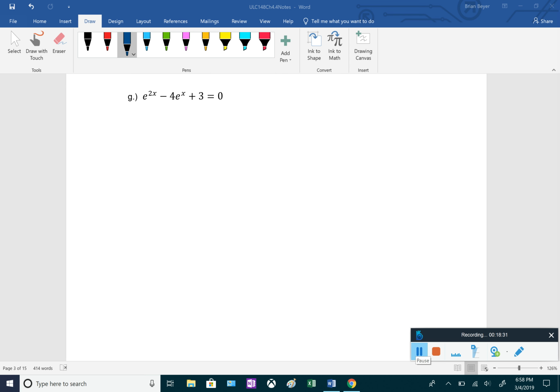So e to the 2x minus 4e to the x plus 3 equals 0. So taking a look at this and maybe trying to go by the rules that we had from the previous examples, we would try to isolate the exponential expression. We cannot isolate these exponential expressions. We have to recognize that this is in quadratic form.